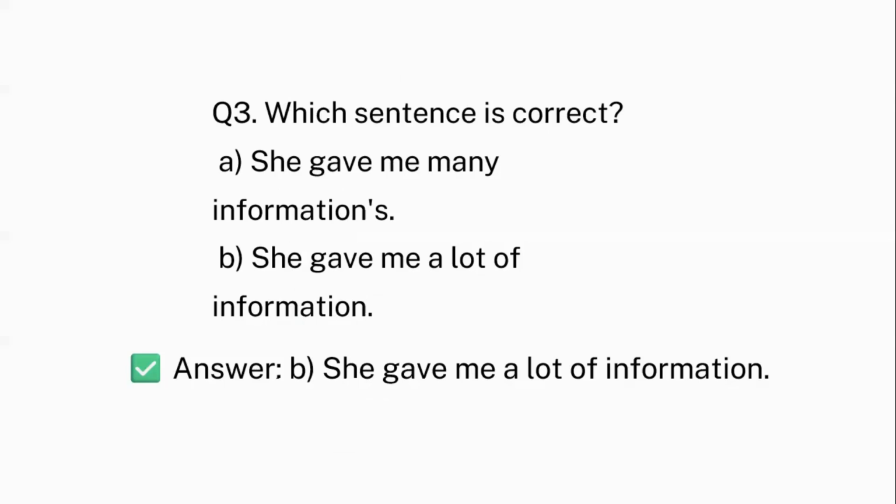Which sentence is correct? You have to choose the correct sentence. Option A, she gave me many information. Option B, she gave me a lot of information. The answer will be option number B, she gave me a lot of information, because information can't be used in a plural form. That is the correct sentence.